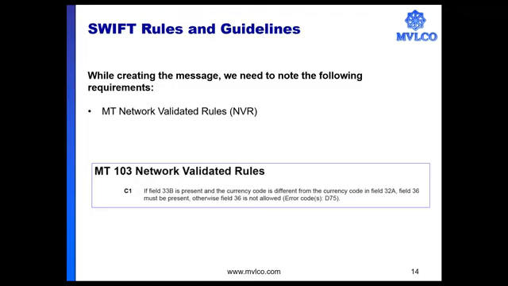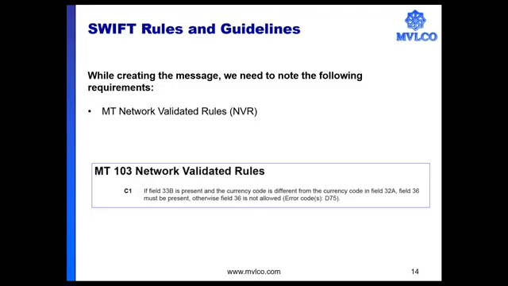To summarize, the network validated rule is a rule which has to be mandatorily followed by the creator of the message, in line with the rules given in the user handbook. If you upload the message, the Swift network will check the compliance, and if the compliance is not found, it may reject that message. This is the concept of the network validated rules.